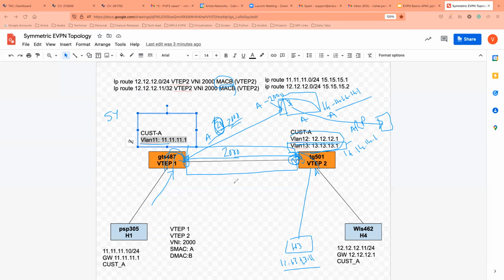We can also have symmetric IRB without a specific VRF; you can also use the default VRF. That is also possible, but for that you have a different config. Generally, though, customers use the approach where they have one common VRF through which they transit the traffic.